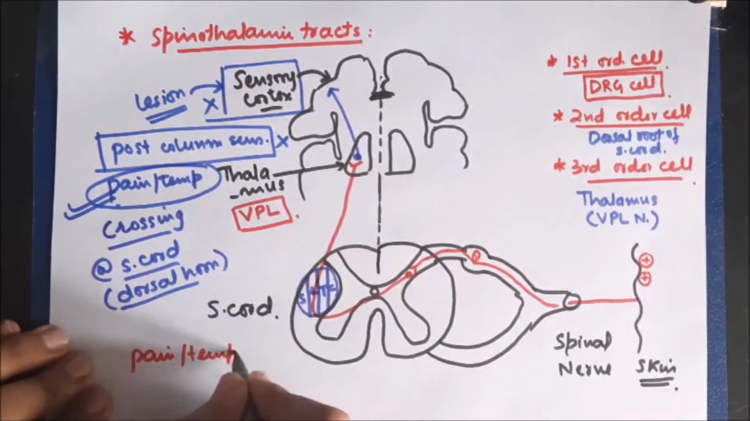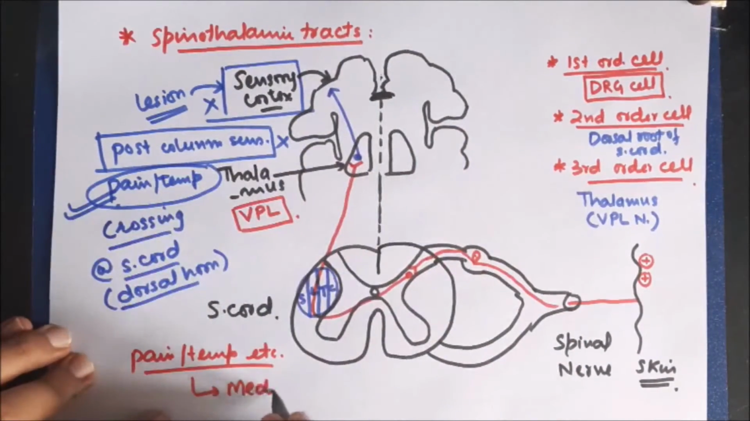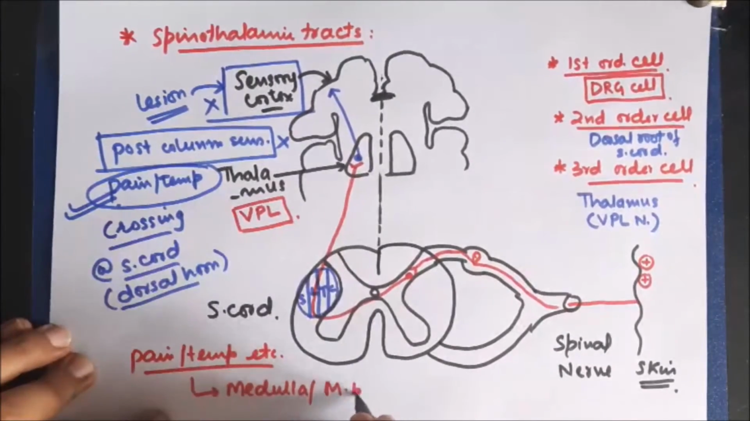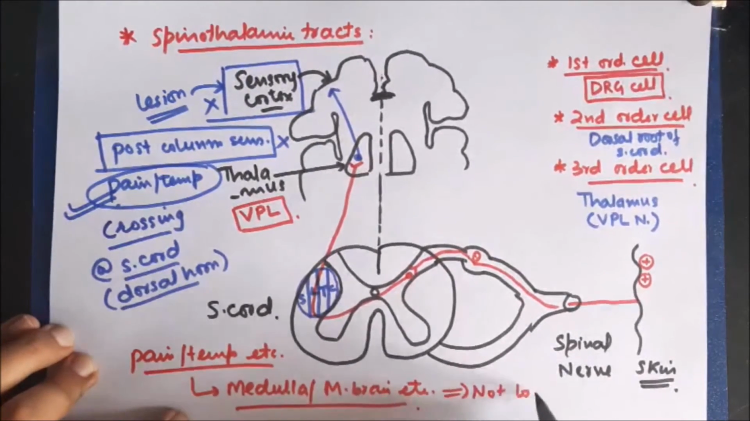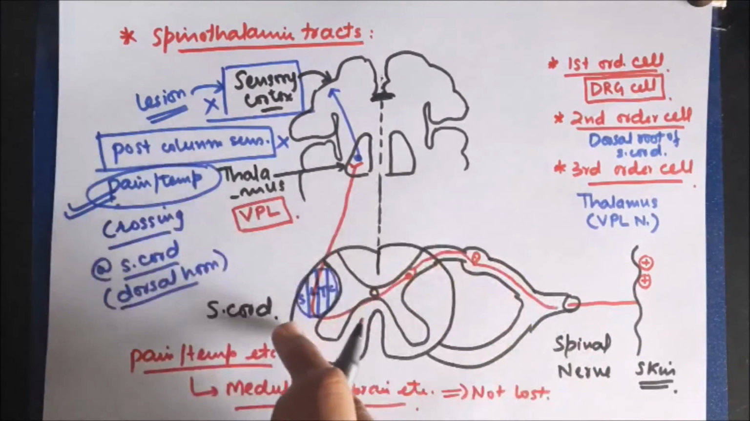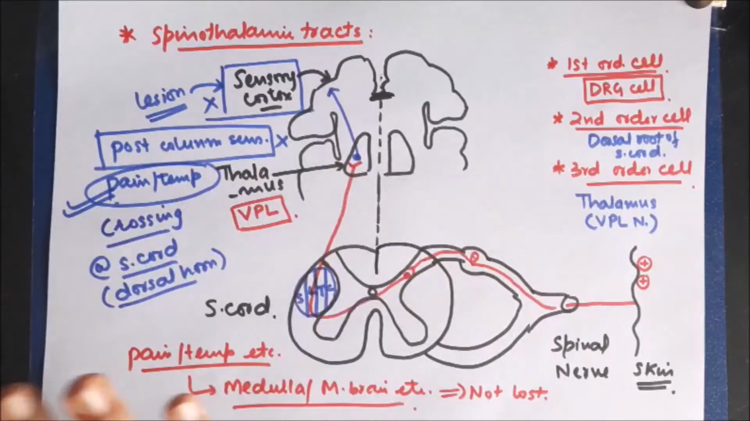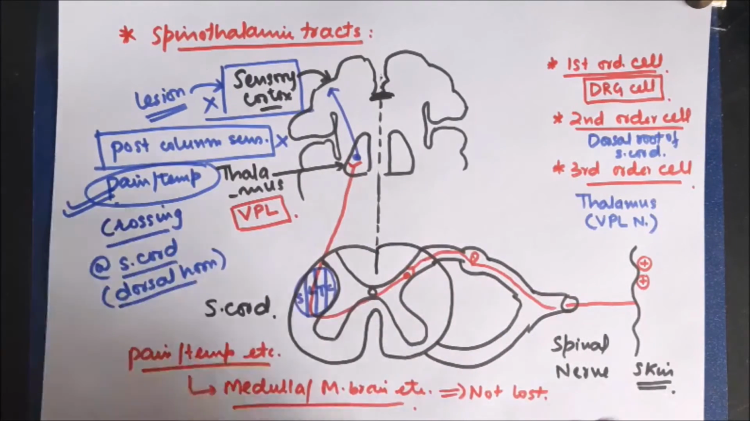So it means that these pain and temperature senses, which are carried through the spinothalamic tracts, are interpreted in the medulla and midbrain, not in the sensory cortex. So these sensations are not lost in case of a lesion of the sensory cortex. So this is the spinothalamic tract and some basic points about the sensations carried through this tract.